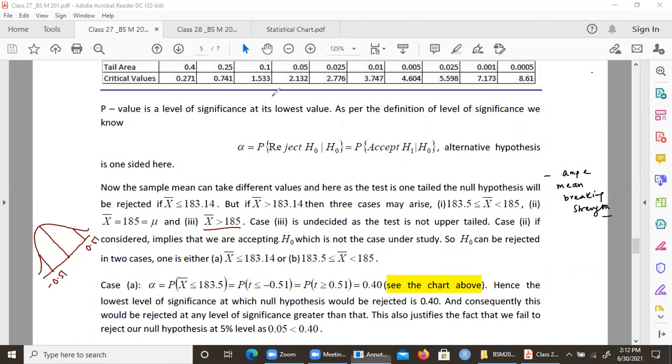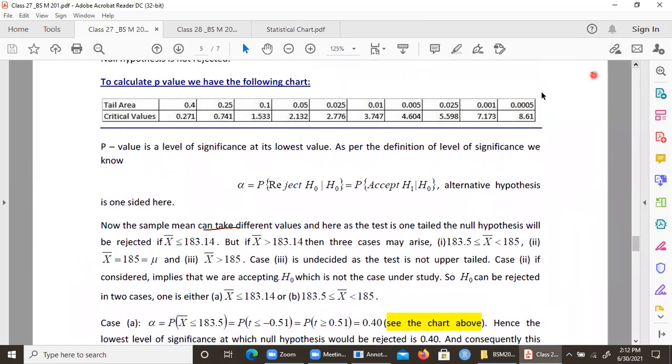Now let us come to the chart which is given to us in the book. In this chart, they considered the T distribution and they calculated several probabilities, but unfortunately the value 0.51 is not present directly over here. What values have they got? They have got 0.271, 0.741, values like these. So what does this mean?